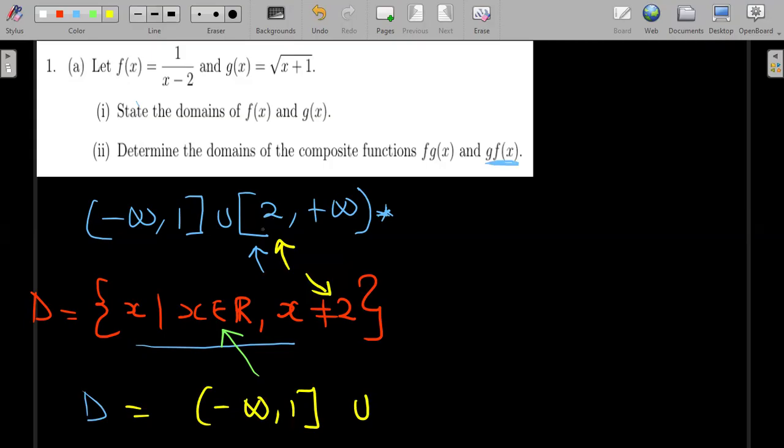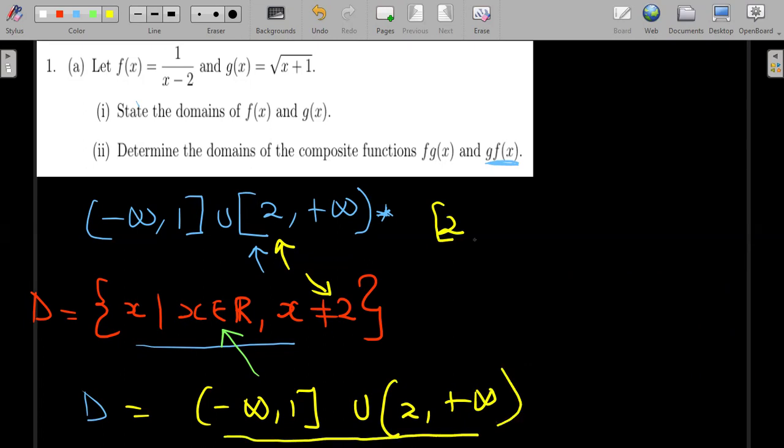So what are we going to do? We're going to change the type of bracket that we have there, because this square one here means that we're including the 2. So we're going to use a curved one, and then 2, and then all the way to what? Positive infinity, like that. So this one here is the domain of the composite function g of f of x. Right, so we are done with our question 1.